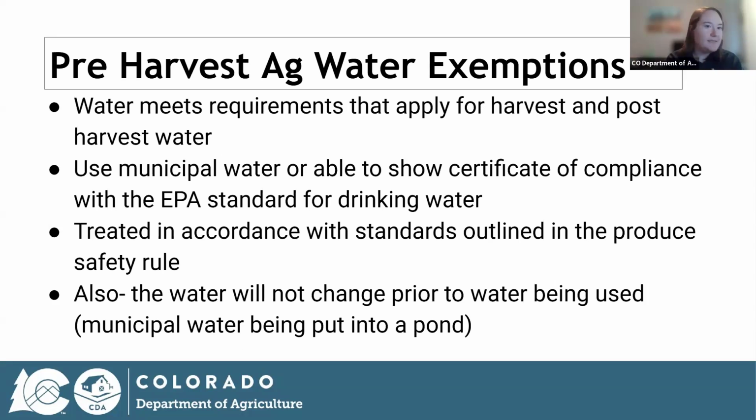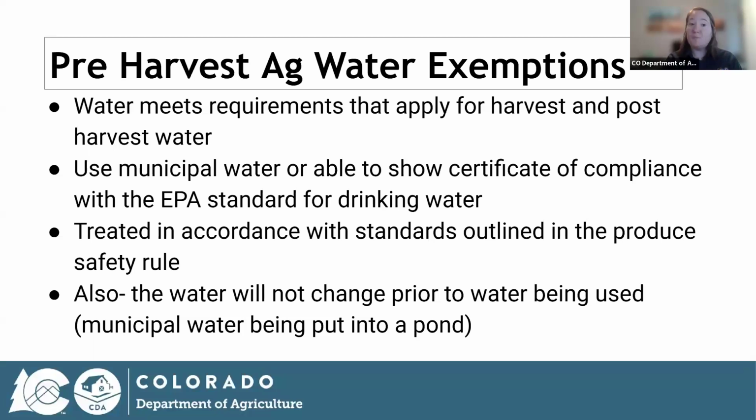Now, with every rule, there are always exemptions, right? So with the ag water, at least with the pre-harvest one, these are the exemptions. If the water meets requirements that apply for harvest and post-harvest, so if I haven't said it enough, it's the no detectable generic E. coli, that it's adequate and sanitary quality for its intended use, you're not using untreated surface water, any of that. If it does meet those requirements, you are more than welcome to use it, because you would have the testing to show that it meets those requirements.